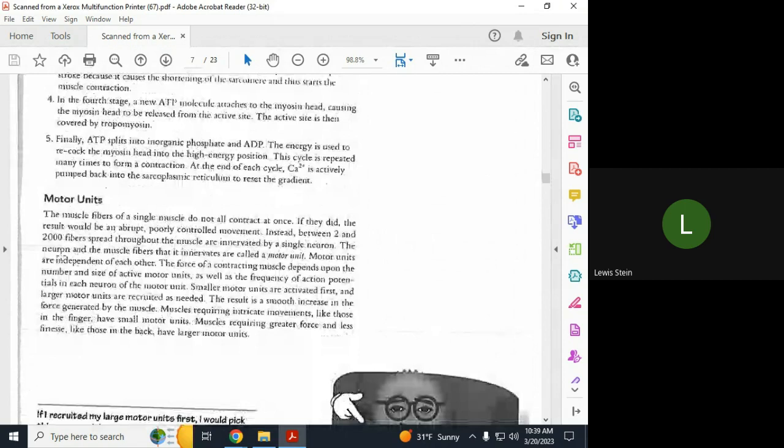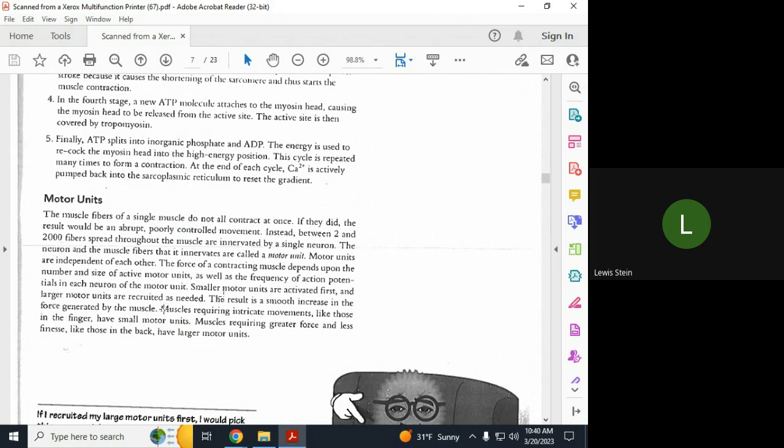They describe the motor units. So motor units: a single muscle does not contract all at once. If it did, we'd lose control. So you have anywhere between a couple to a couple of thousand fibers spread throughout the muscle, innervated by a single nerve. The nerve is called the motor neuron, and all its fibers make up the motor unit. The contracting muscle depends on the number and size of motor units, as well as the frequency. Smaller motor units first, then larger as needed.